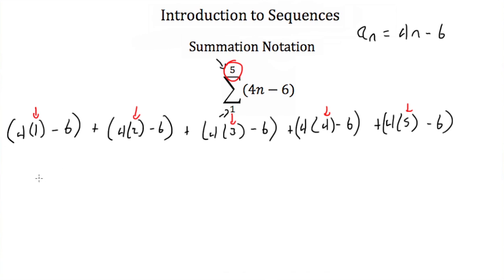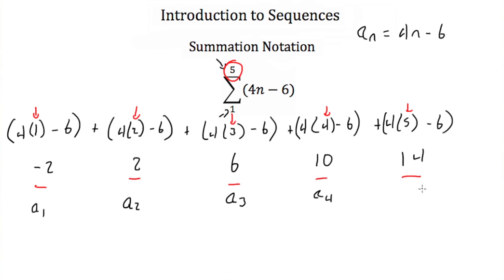Now, 4 times 1 minus 6 is negative 2. 4 times 2 minus 6 is a positive 2. 4 times 3 is 12, minus 6 is 6. 4 times 4 is 16, minus 6 is 10. 4 times 5 is 20, minus 6 is 14. These are the values of my sequence. This is A1, A2, A3, A4, and A5.